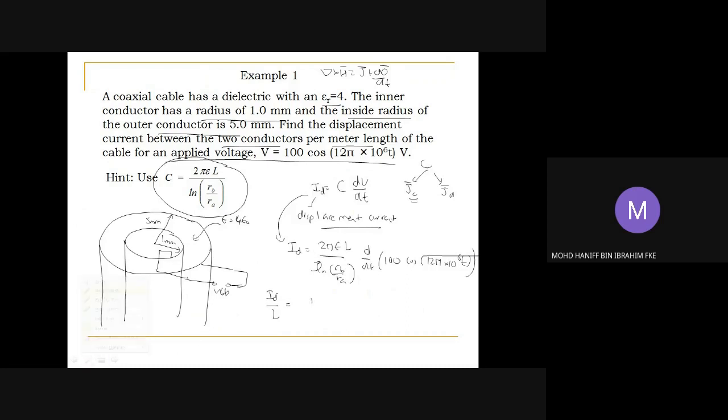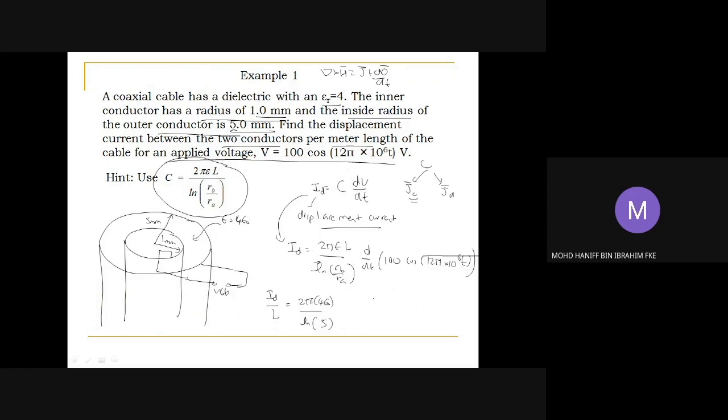Okay, 2 pi epsilon divided by ln. I can just put epsilon to be 4 epsilon naught, yeah? So that should be 4 epsilon naught, because that should be the permittivity of the material that we have in between the conductors, and ln RB over RA, which will be ln of 5. Yeah, RB is the outer, RA is the inner, so 5 over 1, yeah.